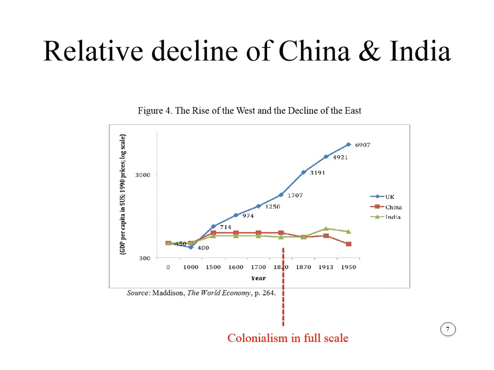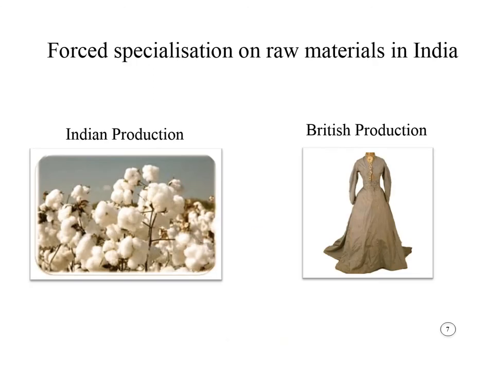So it is not necessarily the story that the improvement of the UK came at the expense of others. We can argue this for the late 19th century and the early 20th century, but the data doesn't support this before that. Yeah? So we cannot blame everything on the white man. Of course, colonialism had a lot of negative effects.